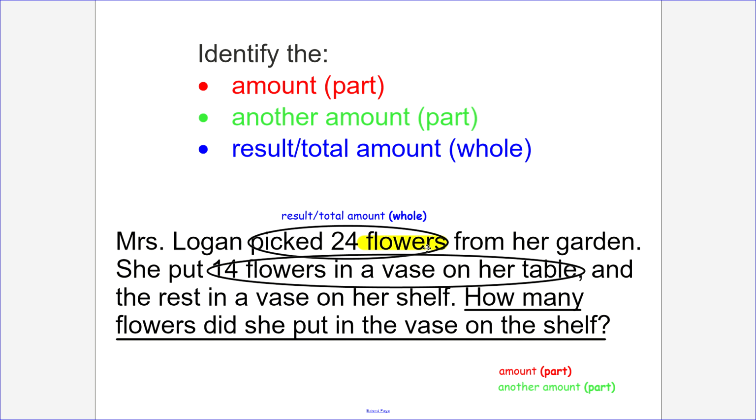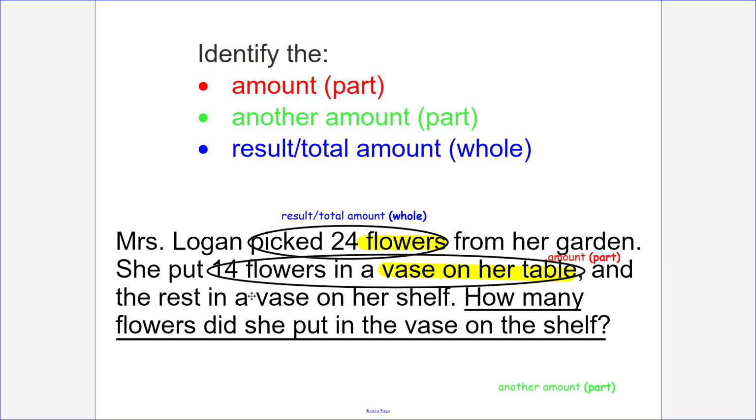I know it's unusual in a put-together problem for us to see the whole at the beginning of the problem, but it can happen. The wholes and parts can be anywhere in the problem. We have to read carefully to determine what is the whole and what is the part. Now, look at the next piece of information, 14 flowers in a vase on her table. Do you see any keywords that help you know that this is an amount? I noticed that it says vase on her table. This helps me know that this is an amount.